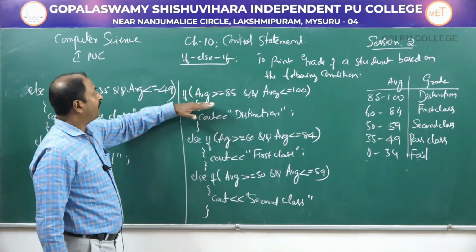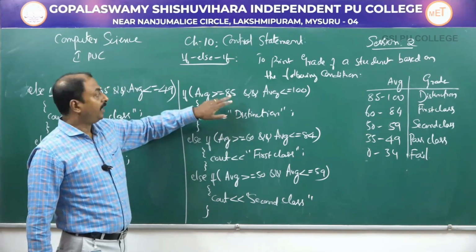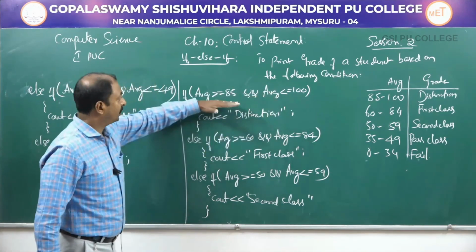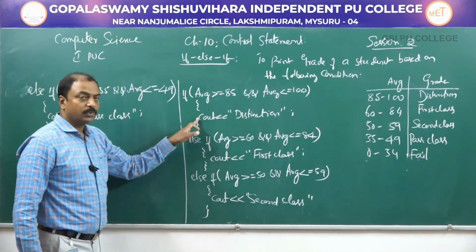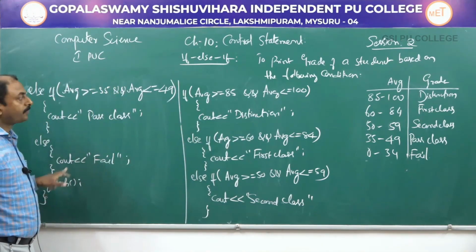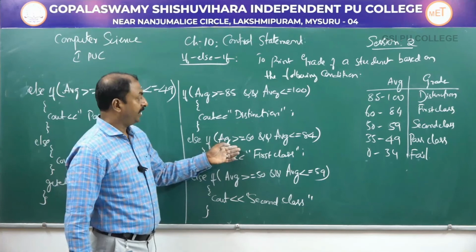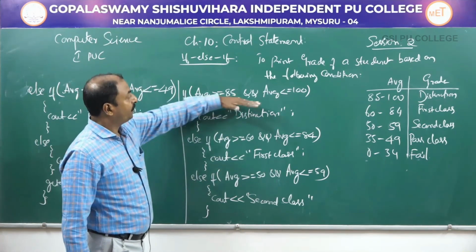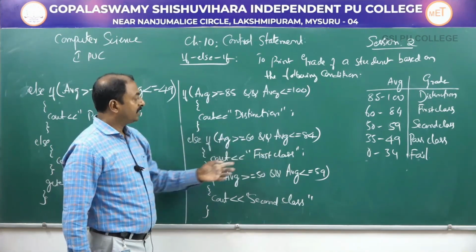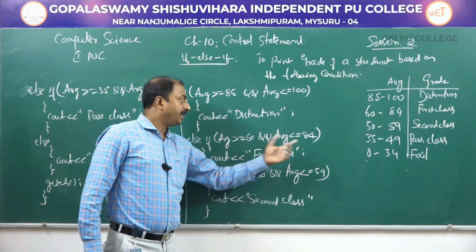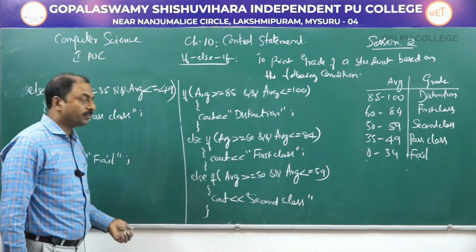Suppose the average marks you have entered is 90, then 90 is in this range. So the condition is true, it prints the result as distinction and comes out of the if else if statement. Similarly, if you enter the average marks as 70, the condition fails here, so it enters this else if part, and here 70 is between 60 and 84, the condition is true, it prints first class and comes out of the if else if statement.